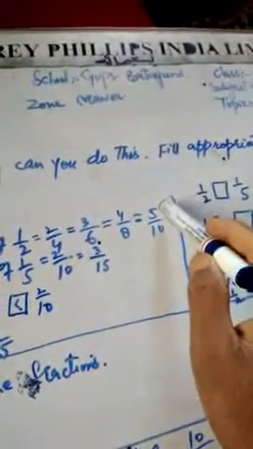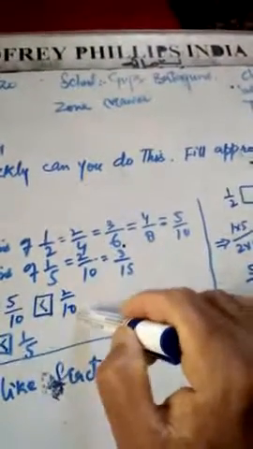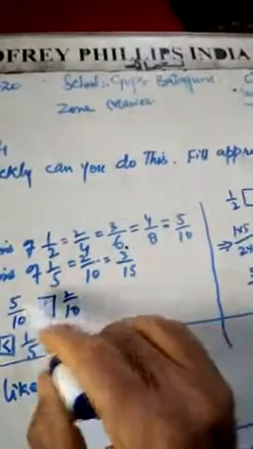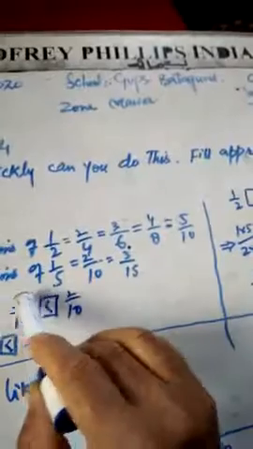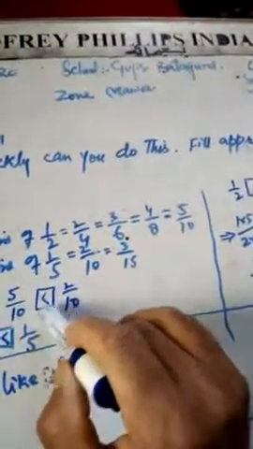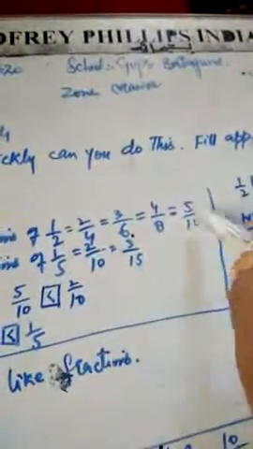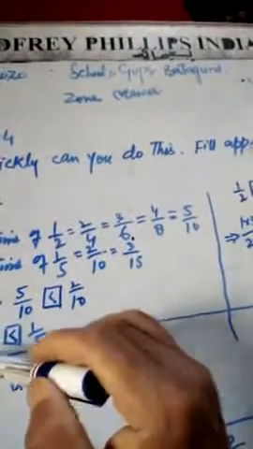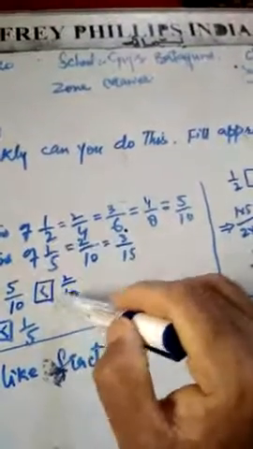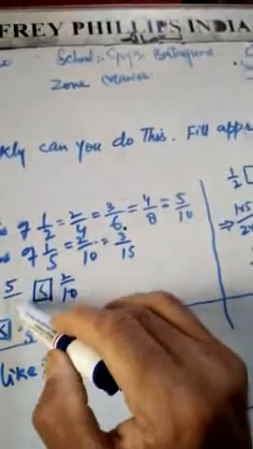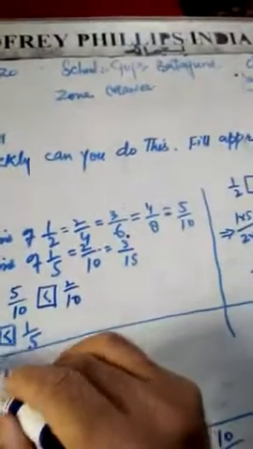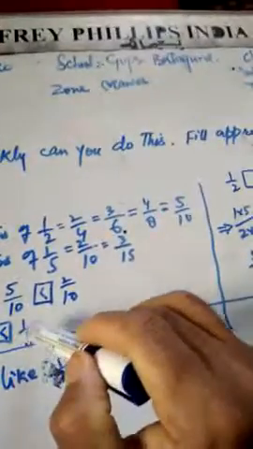We can compare these two, 5 by 10 and 2 by 10. They are now like fractions having the same denominator. Compare their numerators. 5 is greater than 2. So we can say 5 by 10 is greater than 2 by 10. But 5 by 10 is from 1 by 2, and 2 by 10 is from 1 by 5. So when 5 by 10 is greater than 2 by 10, we can say 1 by 2 is also greater than 1 by 5.